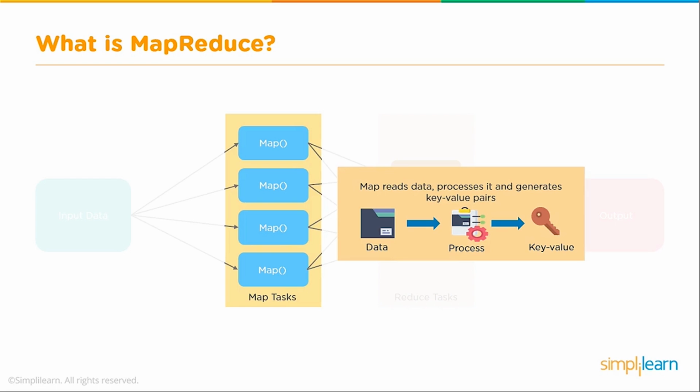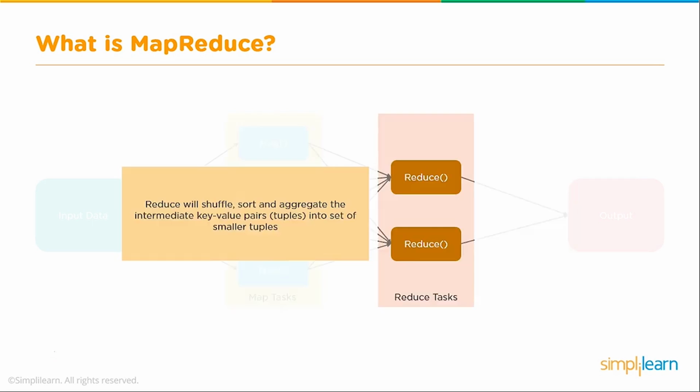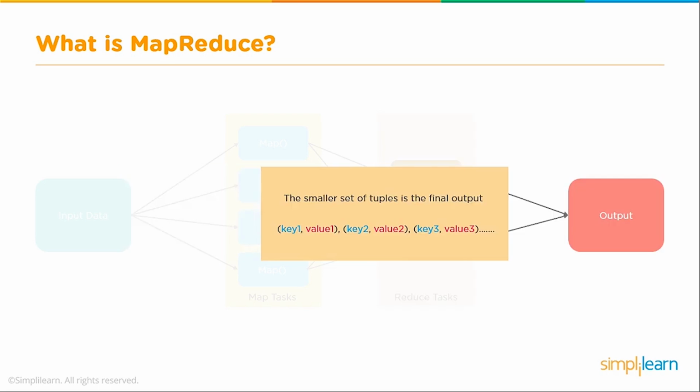Now these key value pairs are not my final output. These key value pairs are basically a list of elements which will then be subjected to further processing. So you would have internal shuffling and sorting of data so that all the relevant key value pairs are brought together, which benefits the processing. And then you have your reducing, which aggregates the key value pairs into a set of smaller tuples, as you would say. Finally, your output is stored in the designated directory as a list of aggregated key value pairs, which gives you your output.